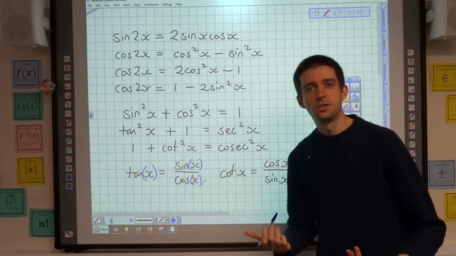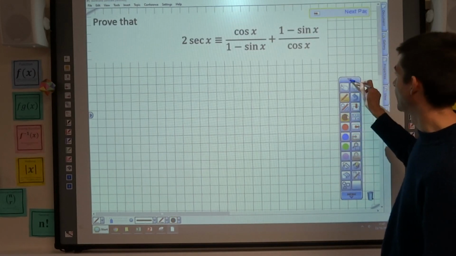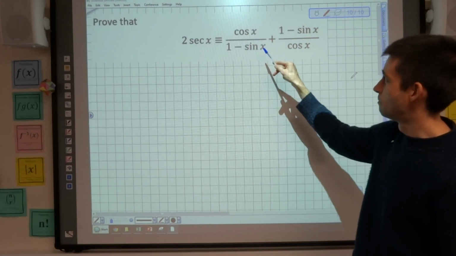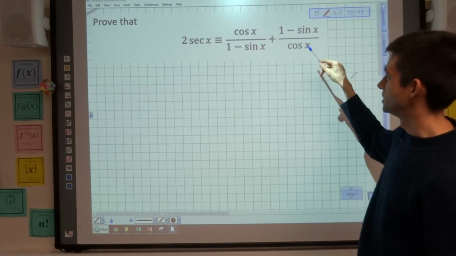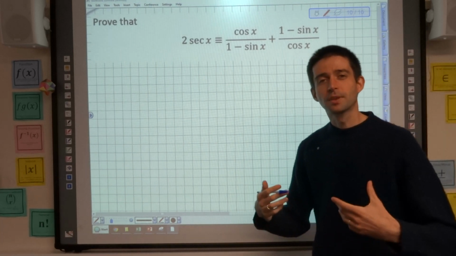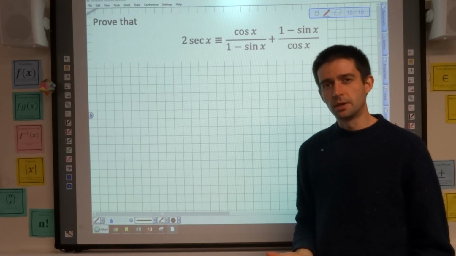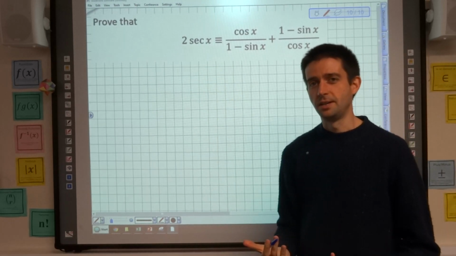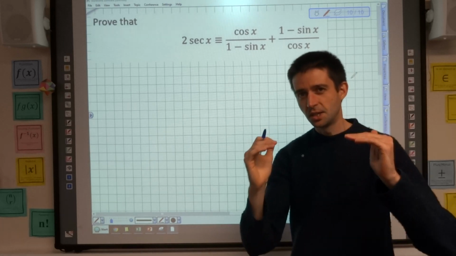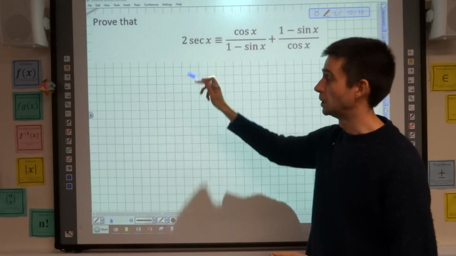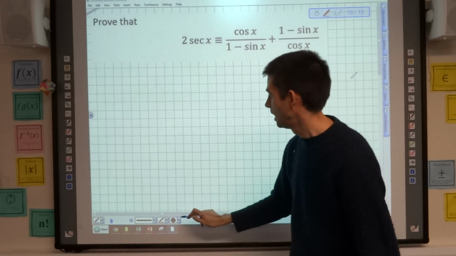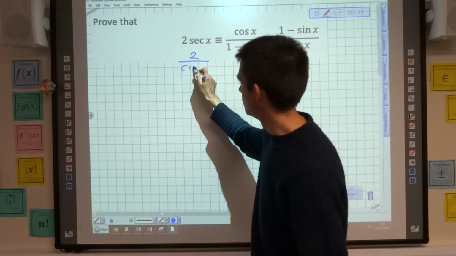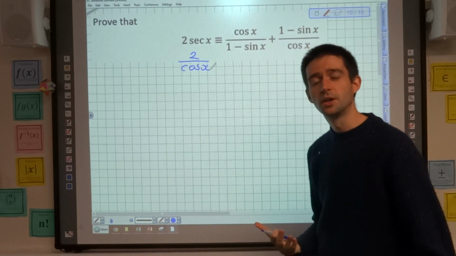Right, so let's apply this to another proof then. We have to prove that 2 sec x equals cos x over 1 minus sine x plus 1 minus sine x over cos x. Now, a tip I always give to my students when you are solving problems like this is think about what your penultimate line is going to be. Think about what the second to last thing is going to be that you write before you conclude that it's 2 sec x. And in this case, because sec is 1 over cos, it's likely that your penultimate line is going to be 2 over cos x.